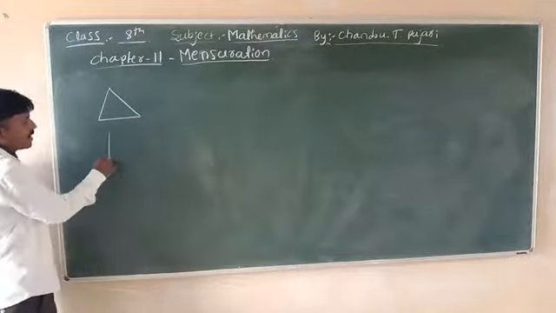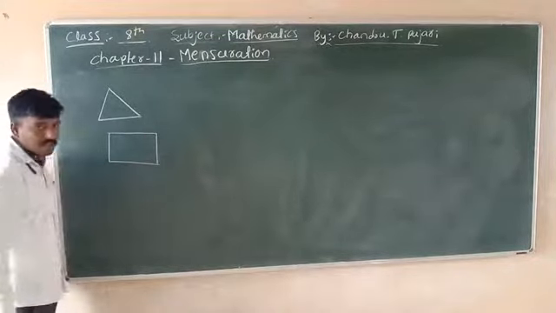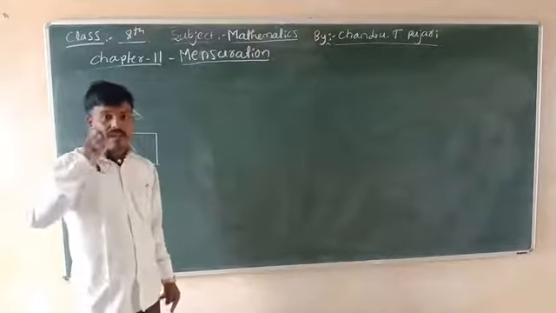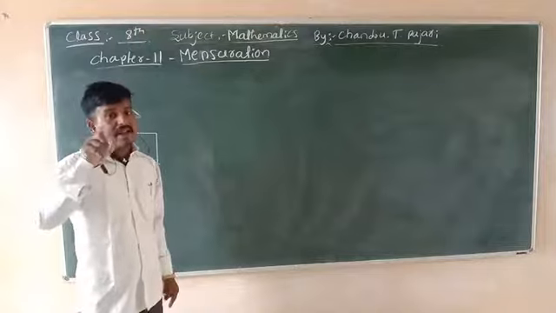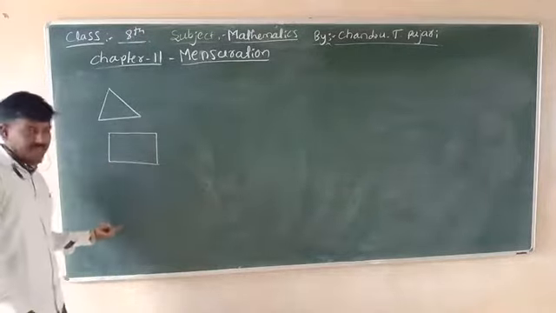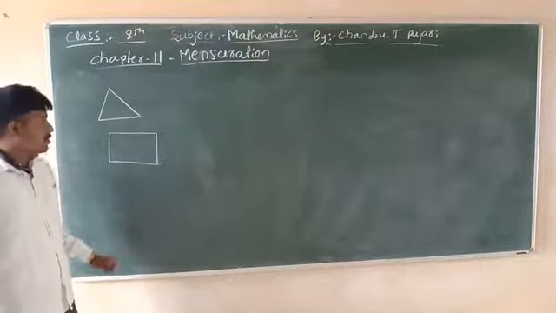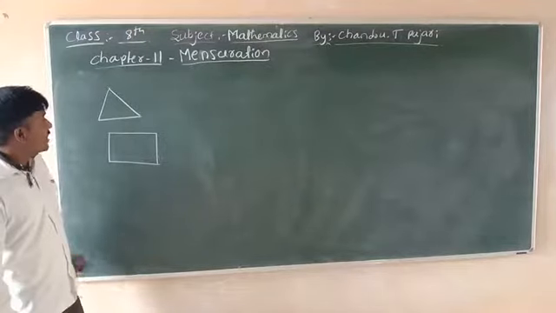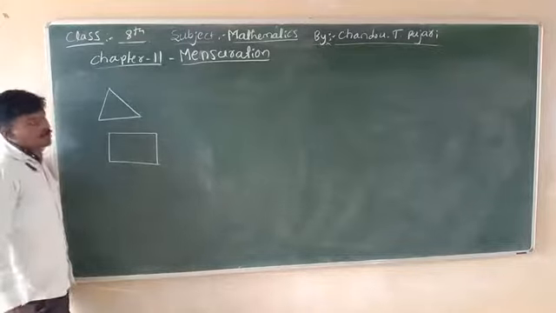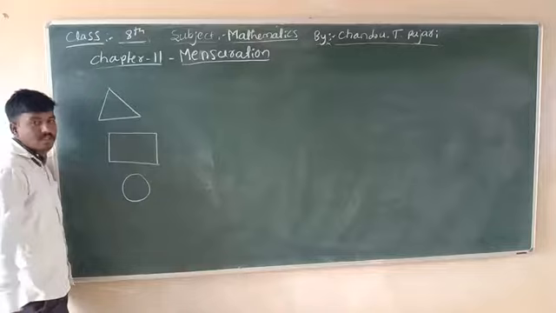Next is the quadrilateral. There are many types of quadrilaterals: the rectangle, square, parallelogram, trapezium, diamond and kite. Therefore, 6 types of quadrilaterals are here, and also pentagon, hexagon, heptagon, decagon, and many more. You can study the area of polygons. Then the circle is also a plane surface.